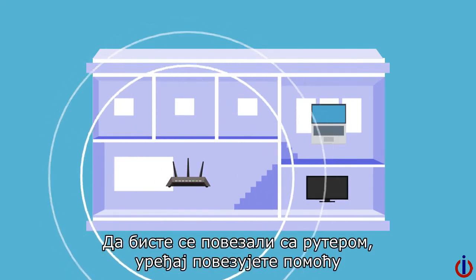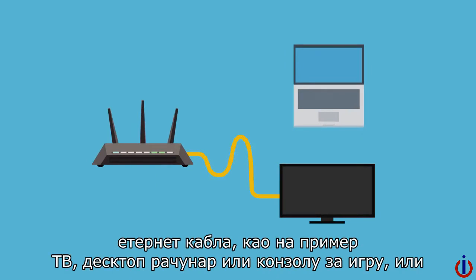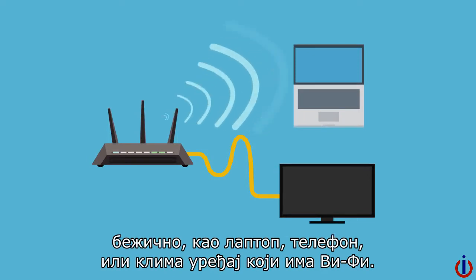In order to connect to a router, you can either hard connect a device with an Ethernet cable, like in the case of a TV, desktop computer, or game console, or wirelessly, like for a laptop, phone, or printer equipped with Wi-Fi.